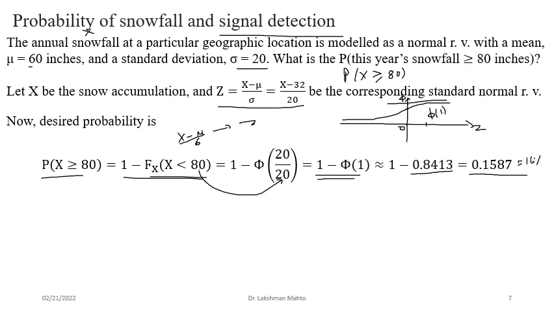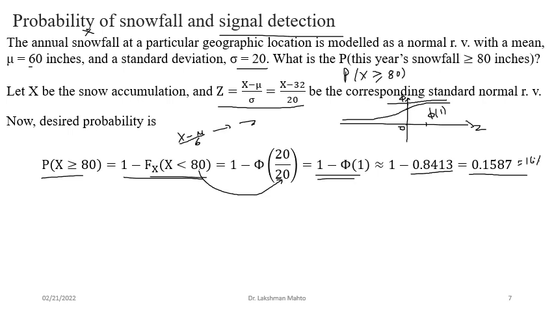What is the probability? Approximately, what is the snowfall probability that it is greater than 80 inches? That is approximately 16%. So that is the desired probability. You can compute it with the help of the normal table. You don't need to come up with the whole distribution function and everything. Just look at the normal table, and from there you can easily compute it.